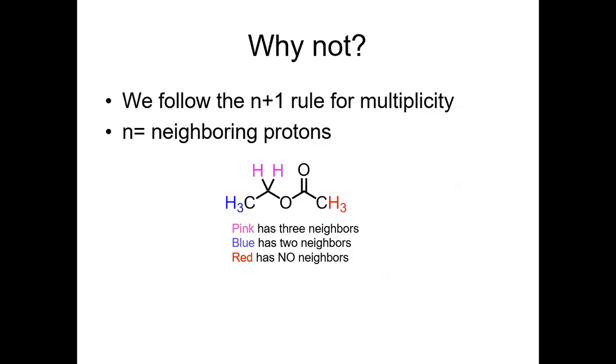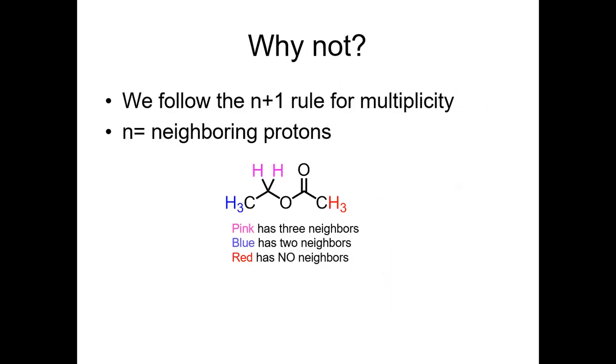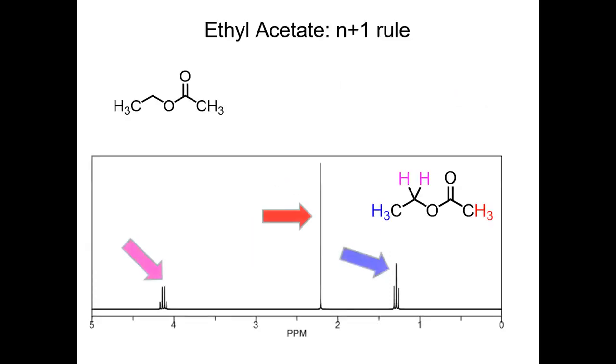So we already talked about this, the N+1 rule. Again, if it's a quartet, that means it's neighbored by 3 protons. If it's a triplet, that means it's neighbored by 2 protons. And if it's a singlet, that means it has no neighbors. So N is 0 and N+1 is going to be 1, like that. So this is how you determine the splitting pattern of any set of protons.